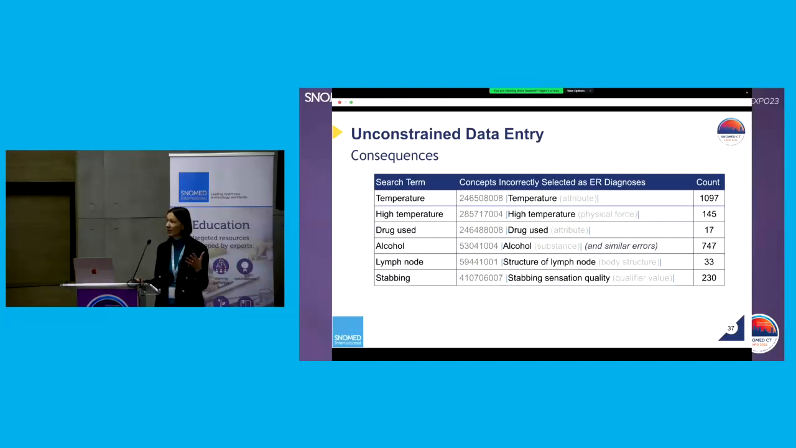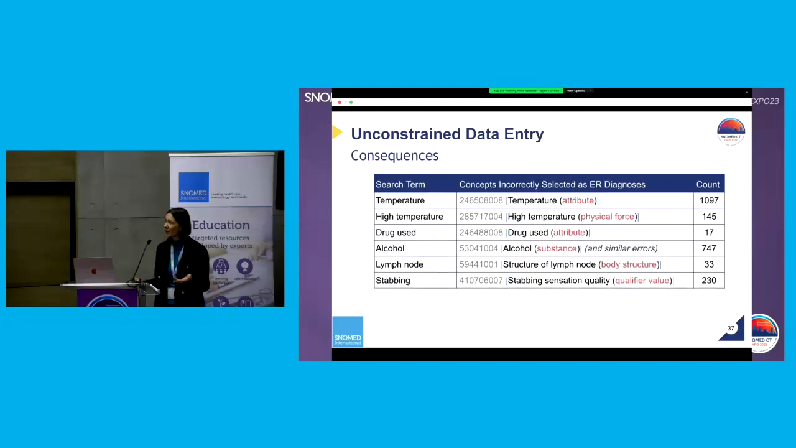So they're using things just to search. They've got access to everything. They've searched for things like temperature. But you can see here that they've got different semantic tags like an attribute or physical force, when actually you're probably looking for the disorder or finding concepts for these things. And I think this is evidence of why you'd want to constrain that data entry to a particular part of SNOMED.